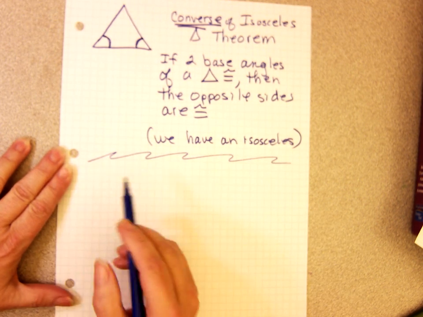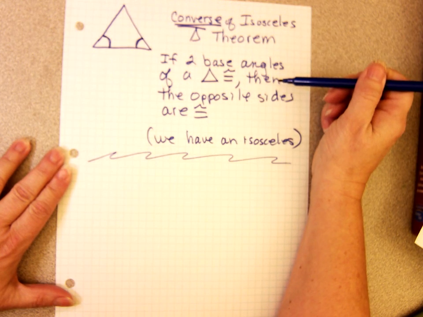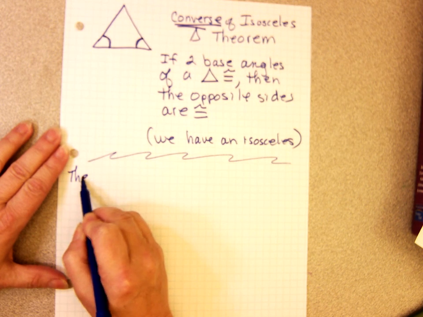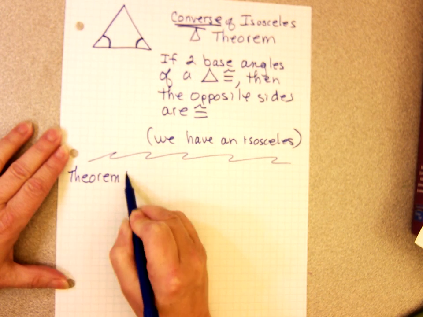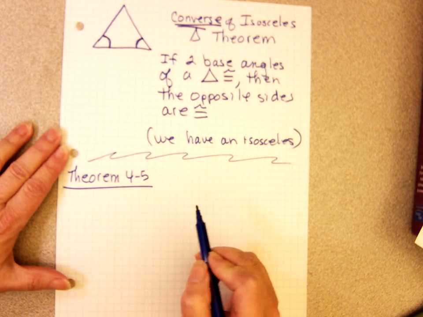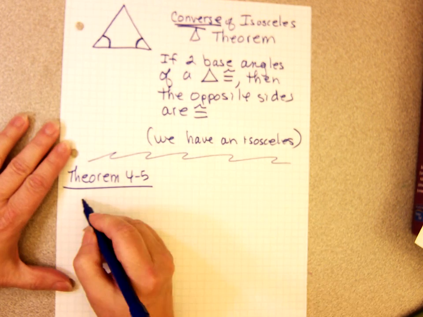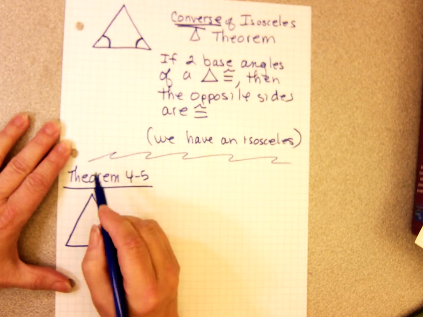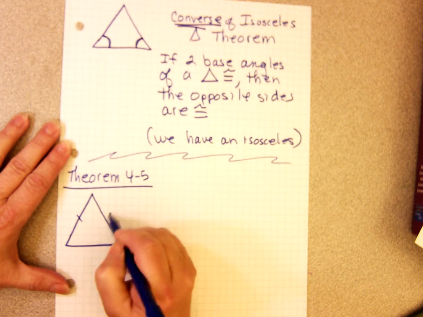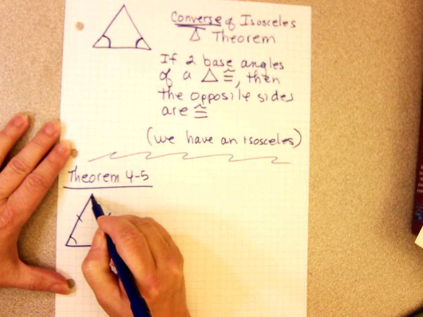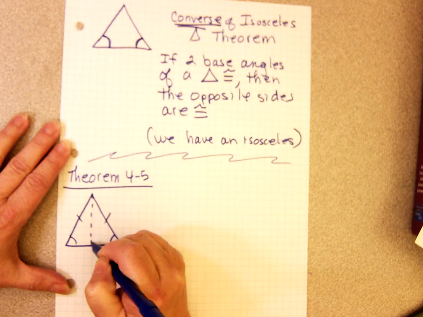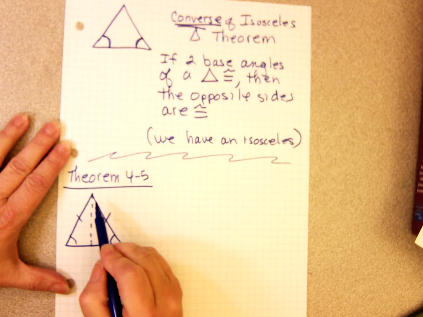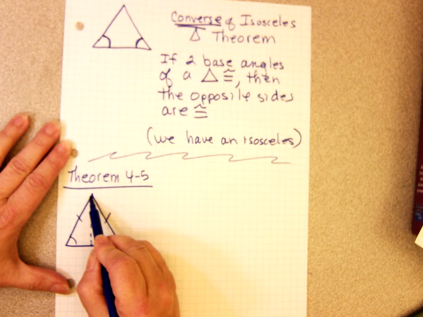I have another theorem. So these were theorems, right? Converse isosceles theorem and isosceles triangle theorem. Now I have a theorem that doesn't have a name. We're just going to call it theorem 4-5 because it's the fifth one in chapter 5. And it has to do with a segment. Okay, so here we have our isosceles triangle, and it has to do with this segment that comes from the vertex and is dropped down, and it bisects this vertex angle.